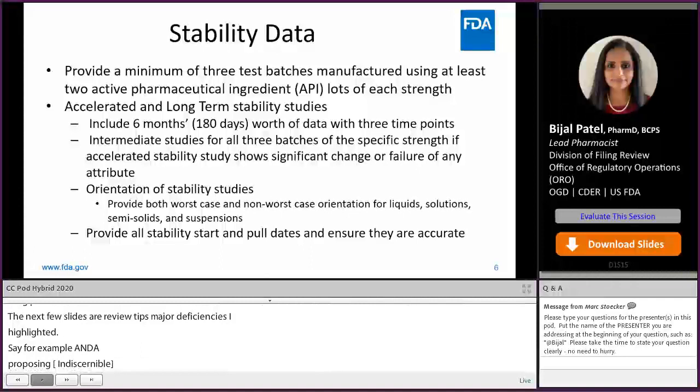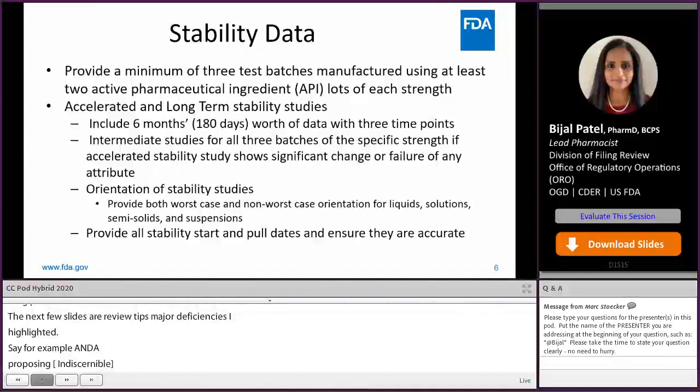For accelerated and long-term studies, these studies should be submitted for a minimum of 3 batches per strength and should include 6 months, meaning at least 180 days worth of data, with at least 3 time points. That is, for example, 0, 3, and 6 months. So ensure that the studies for all batches meet the 180 days and 3 time points recommendation.